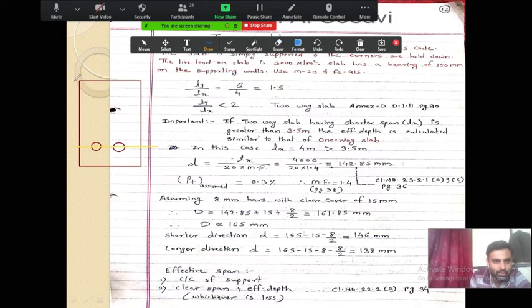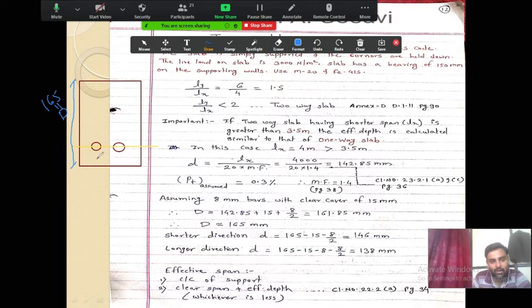So here this depth is our capital D. Okay, this is capital D, and what is this value? This capital D is 165. Okay, this value is 165.